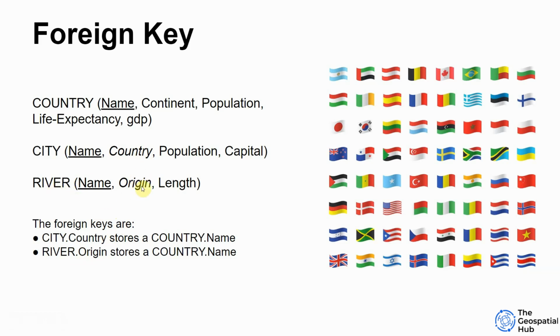Now it is referencing the name of the country, right? So we can know, oh, this river is actually originating from this particular country or something like that. We would explain in more detail using diagrams in the next session, but I hope this gives an idea of what we're trying to talk about.